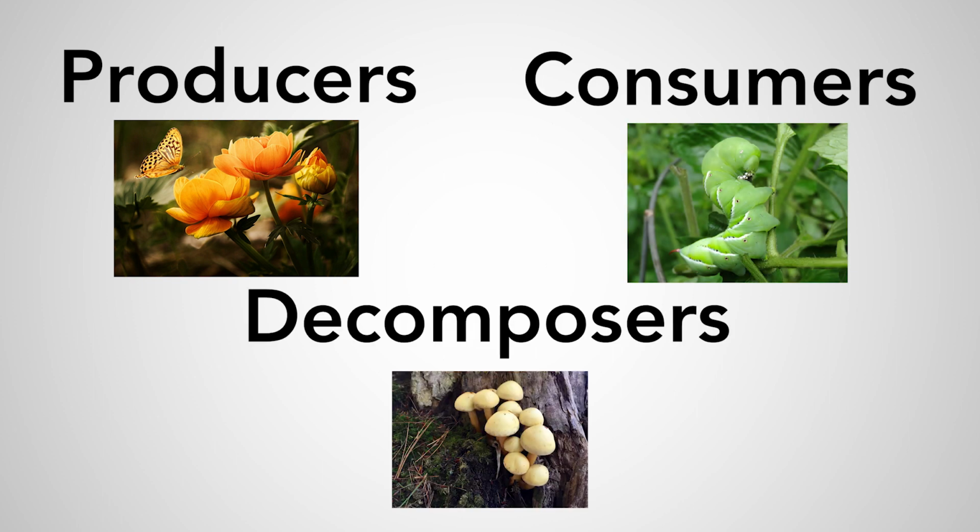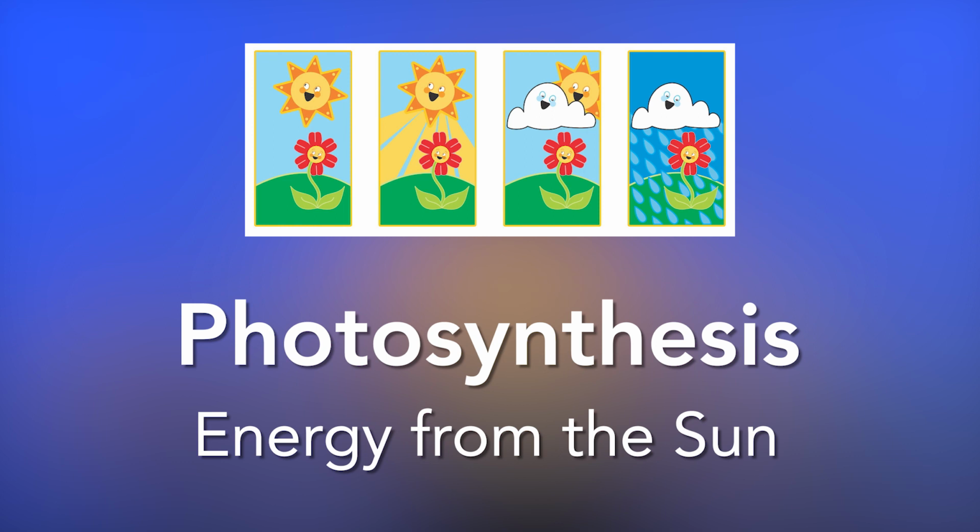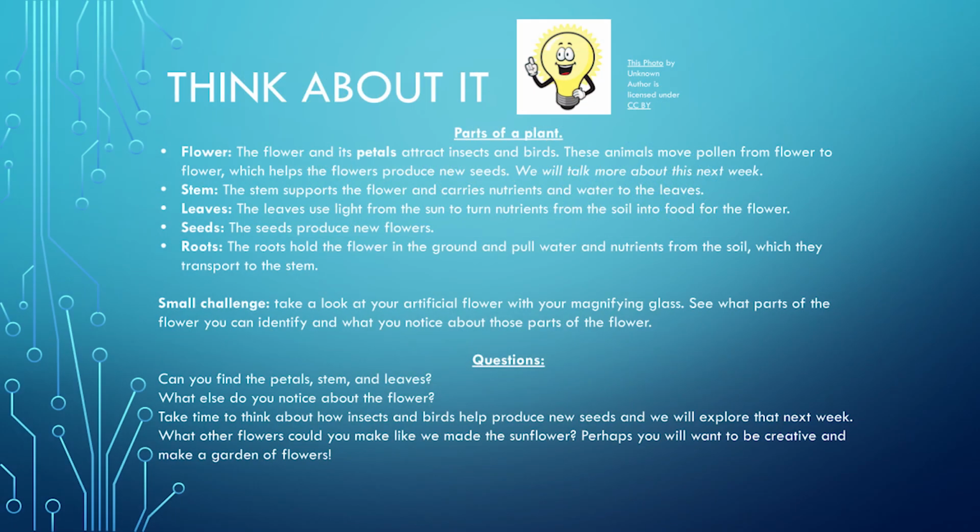Today, we focused on producers as we made a sunflower diagram. We learned that producers are the first part of the food chain. They are the living organisms that make their own food. Each plant is a producer. Plants make their own food through a process called photosynthesis, the use of energy from the sun to make food. Think about it. Today, we learned the parts of a plant, starting with the flower.